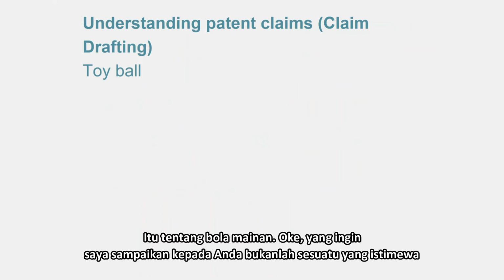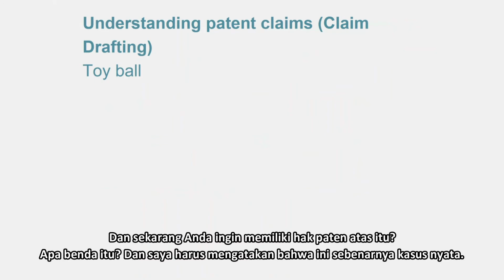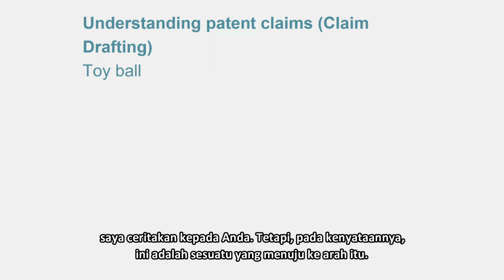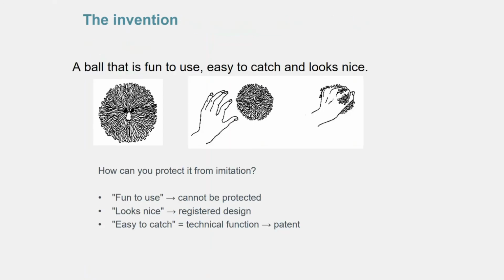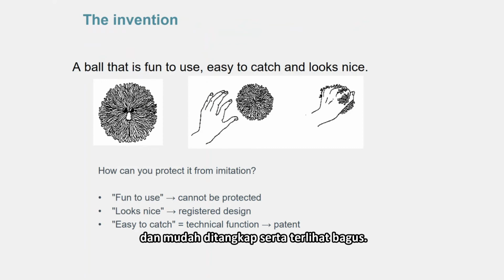What I want to tell you is nothing very special. It is just about a toy ball, and you invented something that easy, and you now want to have a patent on that. I have to say that it is actually a real case. There is a patent for that. It was not done exactly the way I'm going to tell you, but it goes in that direction. So it is just an example, but it ends with a real patent. Your invention is about a ball that is fun to use, easy to catch, and looks nice.